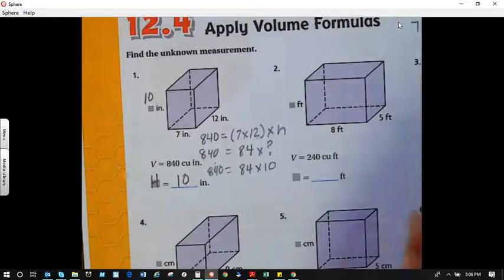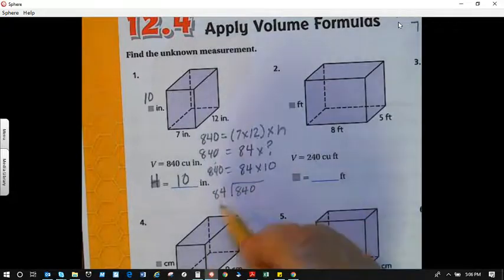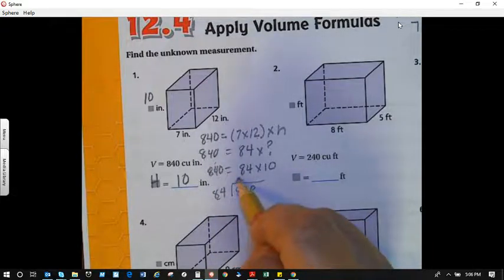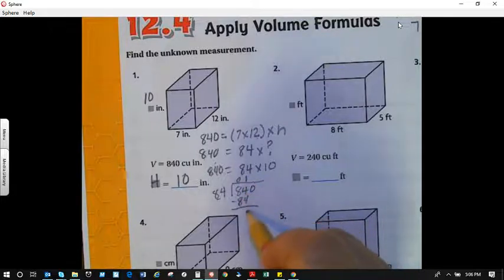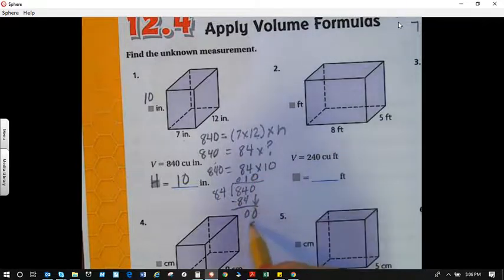If you're also wanting to do it in division, you would simply put 840 as your dividend. 84 is your divisor. 84 does not go into 8, but it goes into 84 once. That's 84, 0, bring down the 0. 84 goes into 0 0 times, and that's 0 and 0. And that's the way we'll do that there.